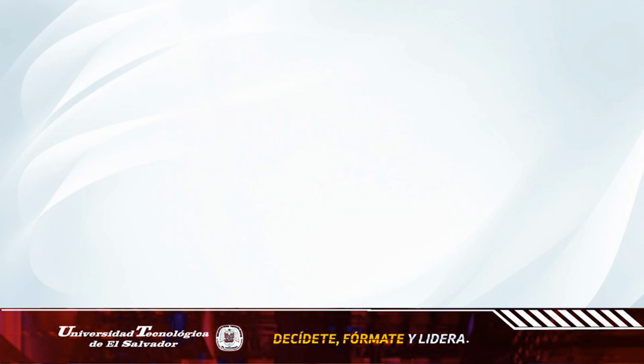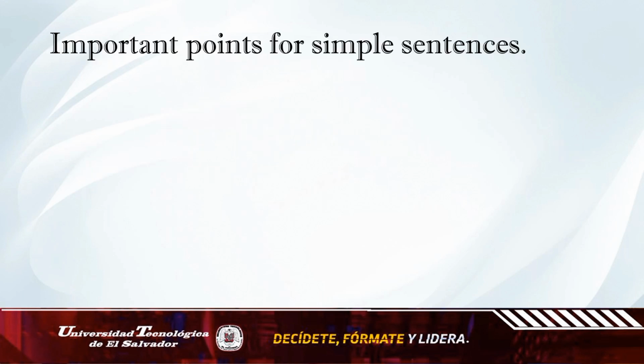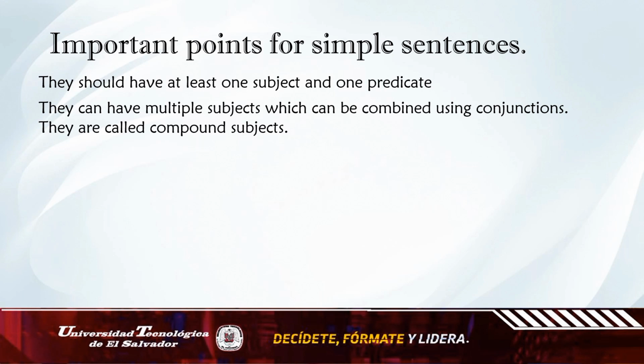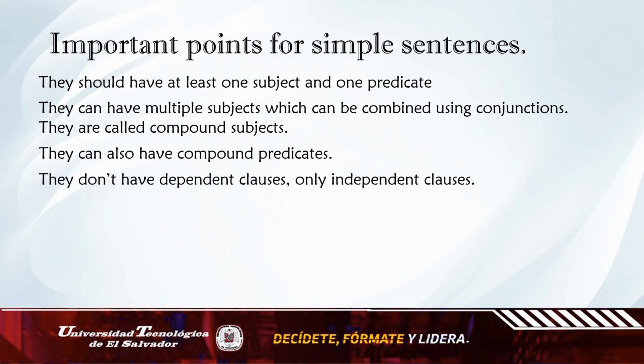There are different points to remember when you are forming simple sentences. Simple sentences should have at least one subject and one predicate. Simple sentences can have multiple subjects which can be combined using conjunctions. They are called compound subjects. Simple sentences can also have compound predicates. Simple sentences don't have dependent or subordinate clauses. They only have an independent clause or main clause.